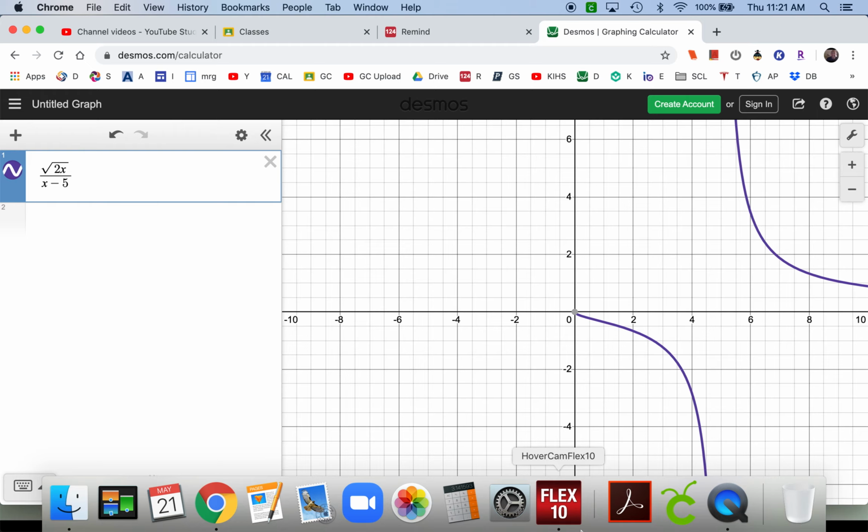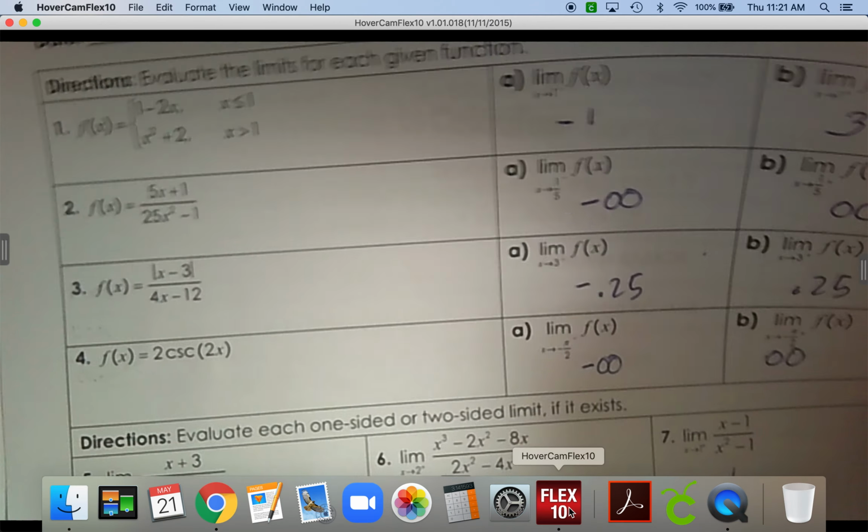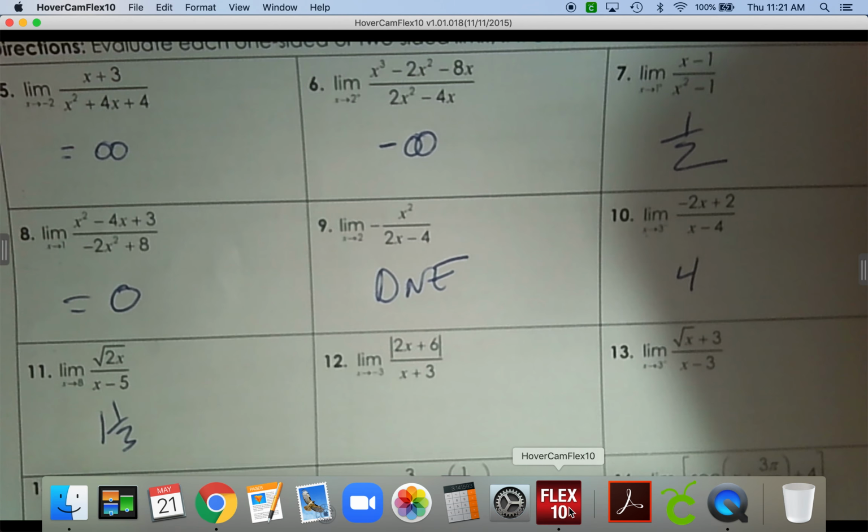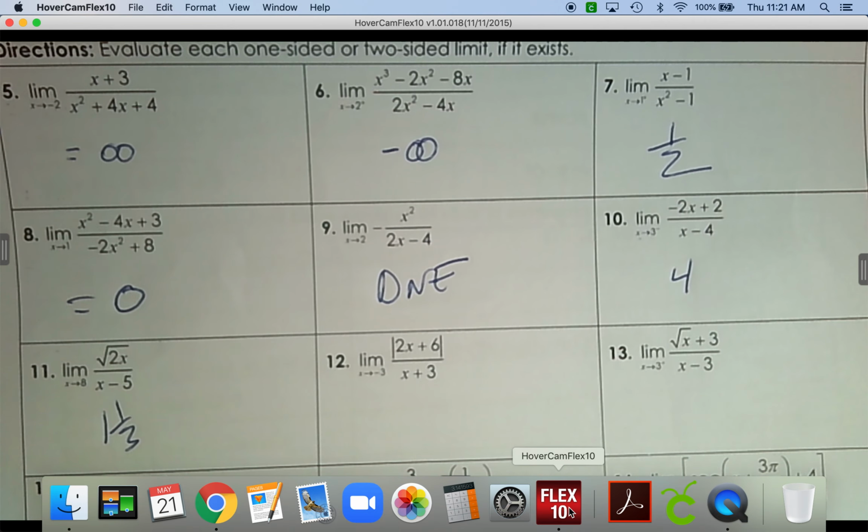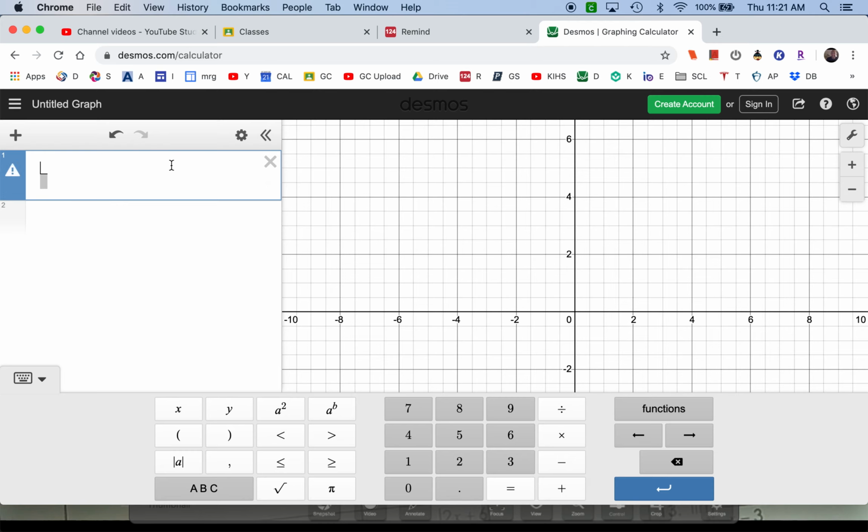So this is where we're at so far for our answers. From 5 on, those are the answers I put down as I look off the graph. Number 12. So we have the absolute value of 2x plus 6, and then in the denominator, I have x plus 3. And it's as x approaches negative 3.